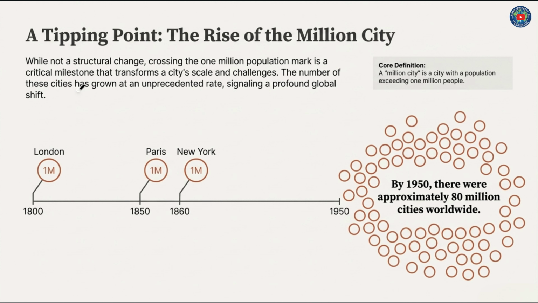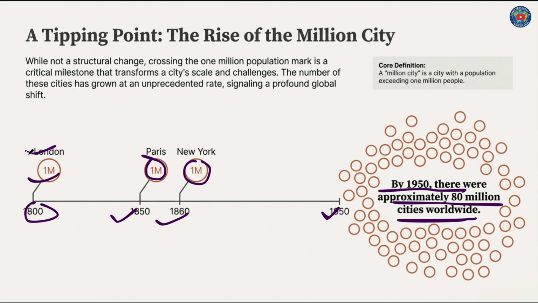The number of these cities has grown at an unprecedented rate, signaling a profound global shift. London reached 1 million population during 1800. Paris reached it in 1850, and in 1860, New York reached 1 million. By 1950 there were approximately 80 million cities worldwide. What is the definition of a million city? A million city is a city with a population exceeding 1 million people. 1 million means 10 lakhs.